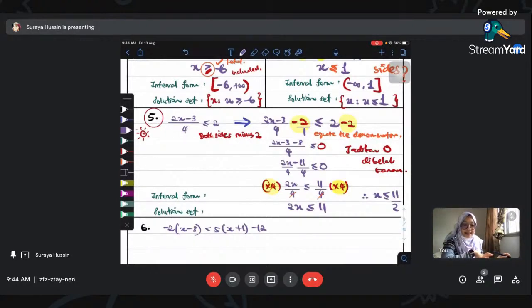Tapi itu bukan jawapan kita yang terakhir. Jawapan kita yang terakhir adalah interval form dan solution set. This is the final answer. Okay, so jawapan kita sepatutnya x is less than or equal to 11 over 2, curly bracket, itu adalah jawapan untuk solution set. Manakala interval form, dia less than means to the left, and so negative infinity until 11 over 2, close bracket, disebabkan less than or equal. Sebab dia equal, sebab itulah dia close bracket. Easy. And now we are done.